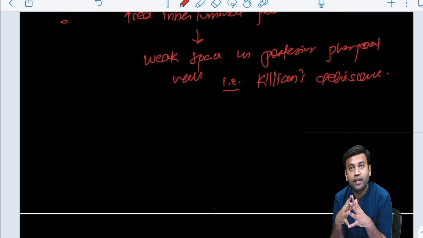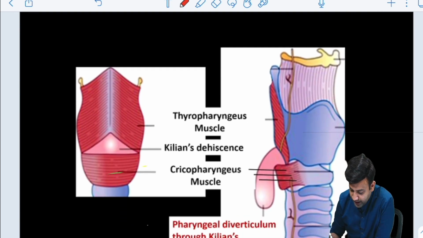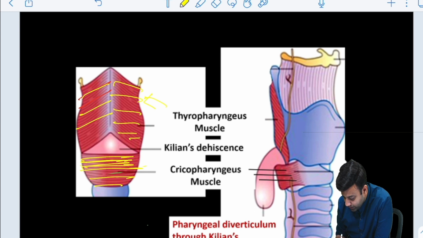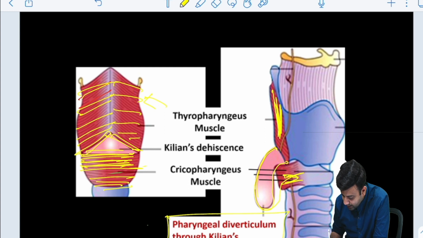Another important MCQ question is: how is Killian's dehiscence formed? What is Killian's dehiscence? It is a space between the thyropharyngeus and cricopharyngeus muscles of the inferior constrictor. This is the thyropharyngeus muscle, this is the cricopharyngeus muscle, and in between these two, this space is Killian's dehiscence. In this image, the diverticulum is coming out through Killian's dehiscence. So this is Zenker's diverticulum.